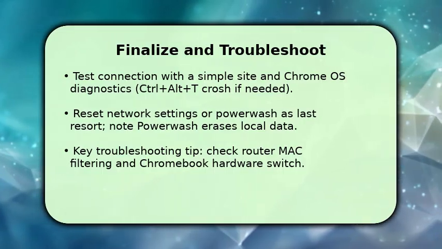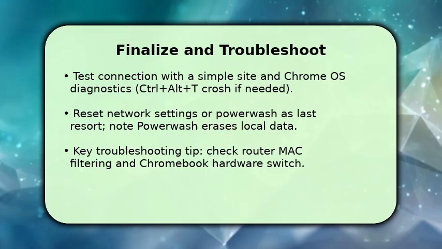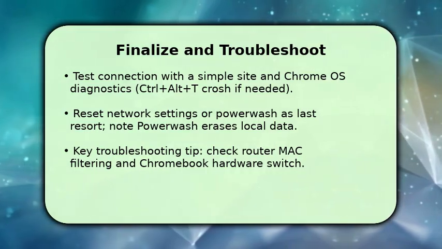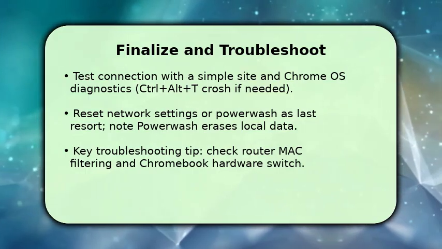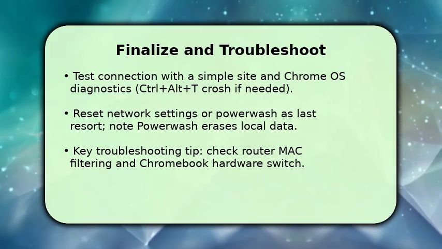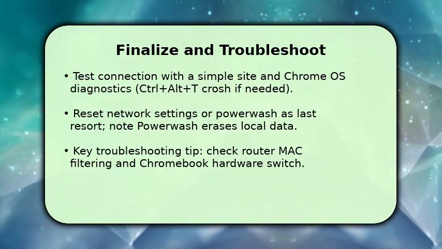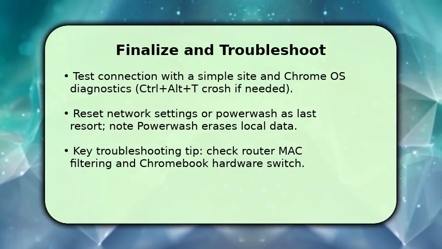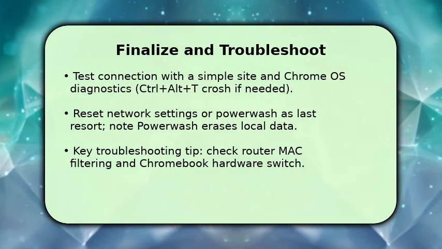If problems persist, reset network settings or perform a powerwash only after backing up data because it restores factory network state. Make sure to inspect the router's MAC filtering list and any hardware Wi-Fi switch on the Chromebook. Those often silently block access. If blocked by MAC rules, add the Chromebook's MAC address to the router allow list.